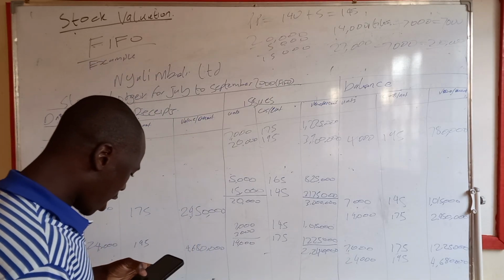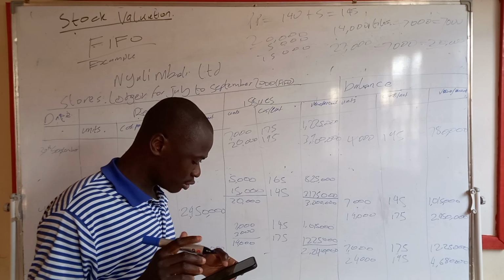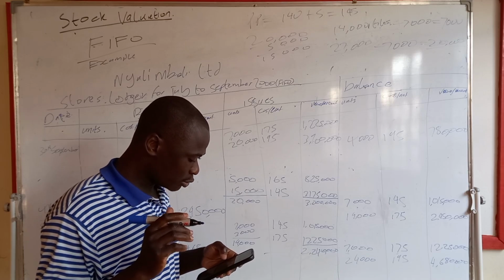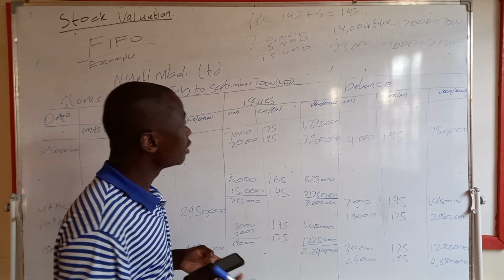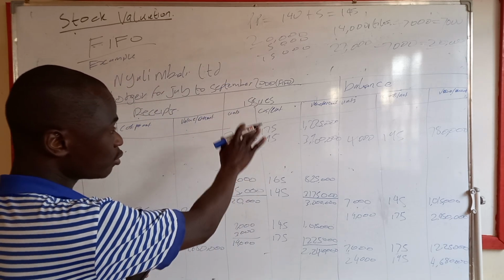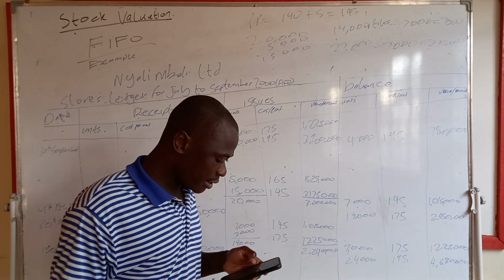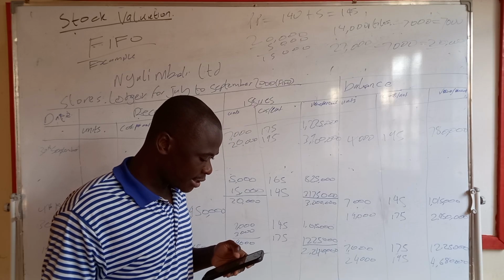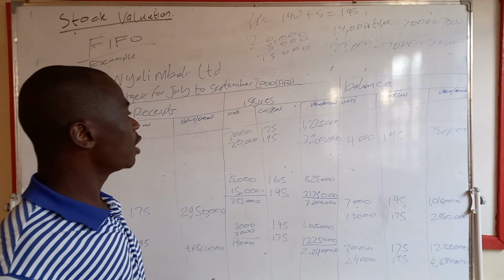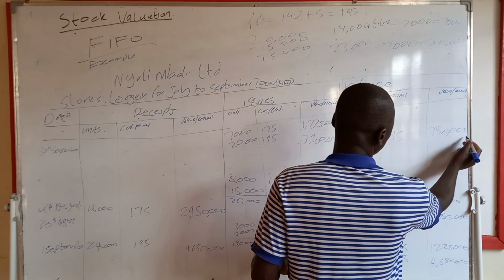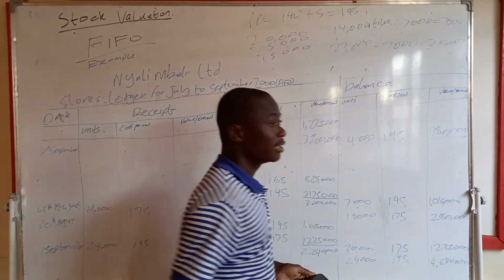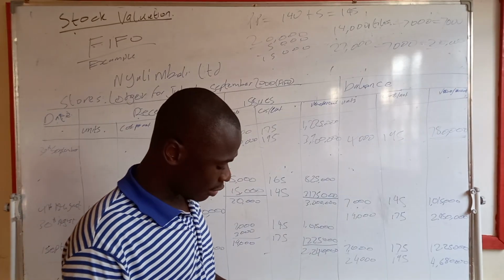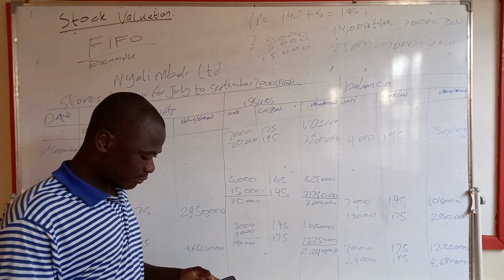And therefore, this is the question we were required to solve: prepare a stores ledger account using first in, first out, and show the stock value at 30th September. That is the stock value at 30th September.